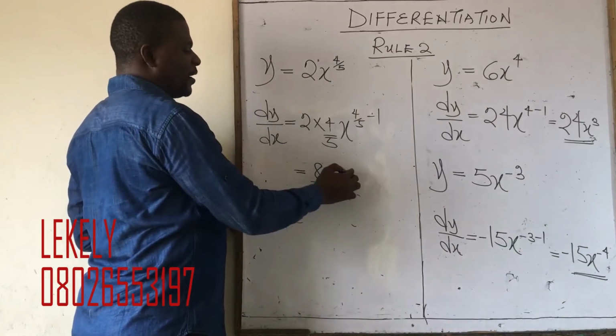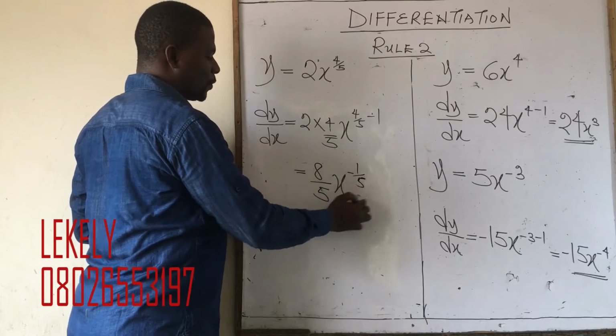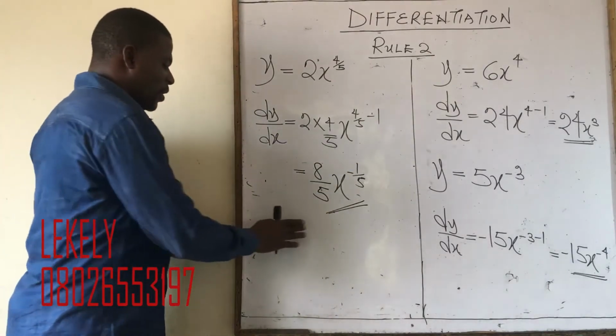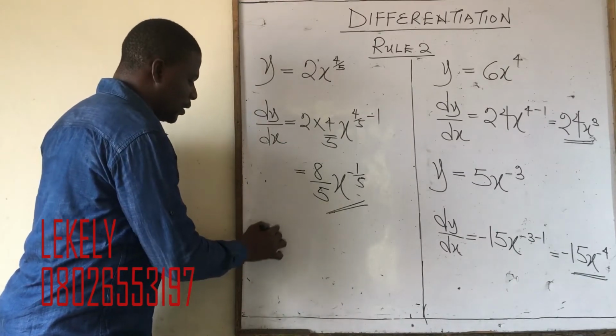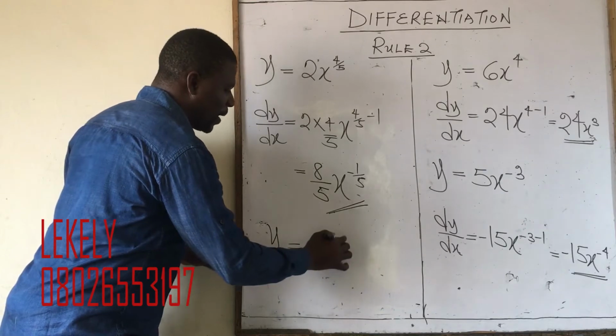So 4 minus 5 is minus 1 over this 5. So that's the answer to that. Do you see?